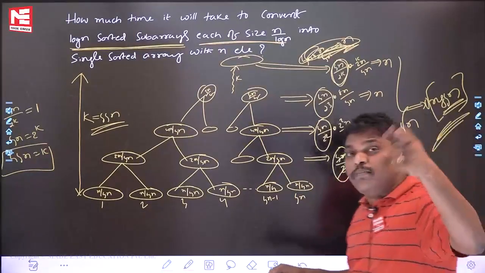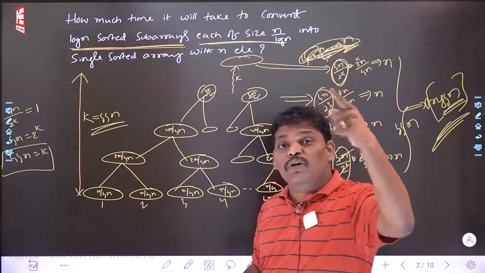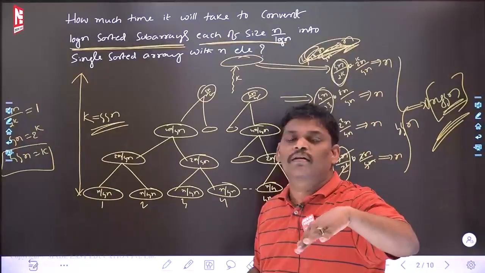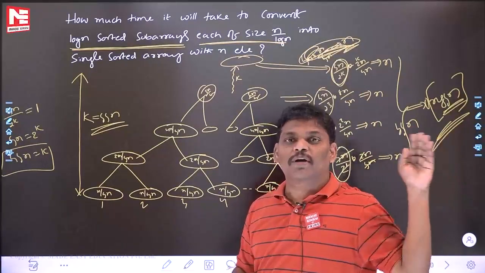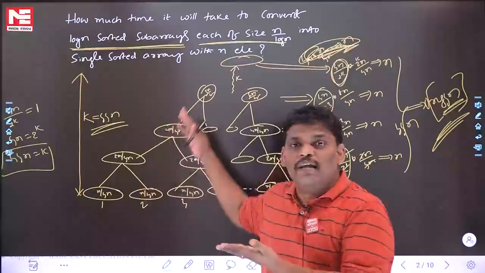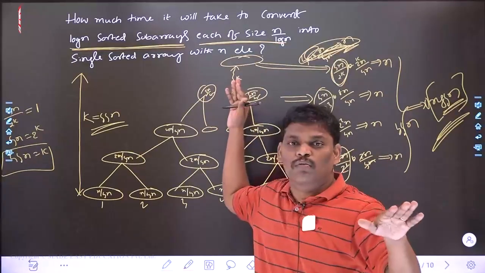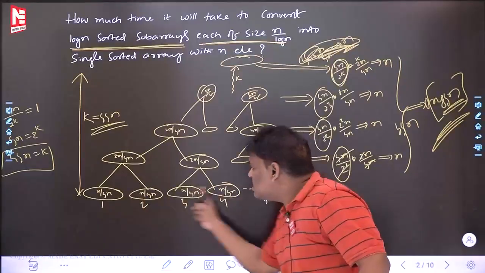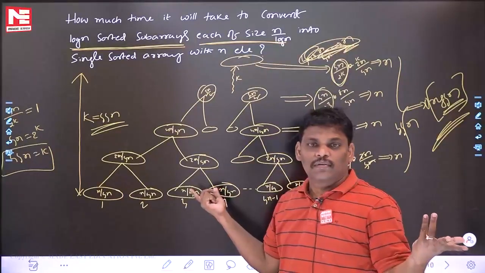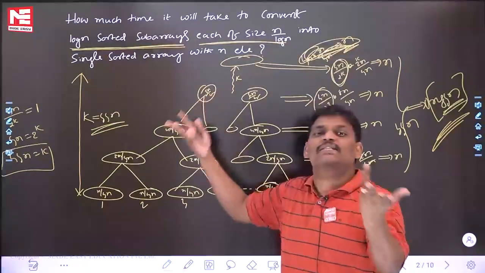Can you help me now? Actual merge sort time complexity is n log n, but this particular algorithm's time complexity is n log n. Why? He has already done some work. Some people are asking how he already did some work. See this one: log n sorted subarrays. How did he get them? He already did some work. That is the reason less time came.